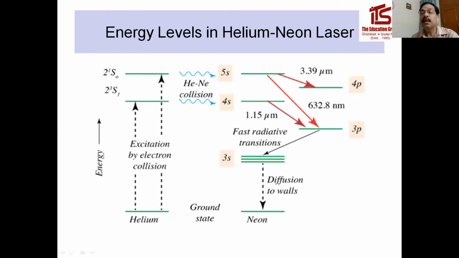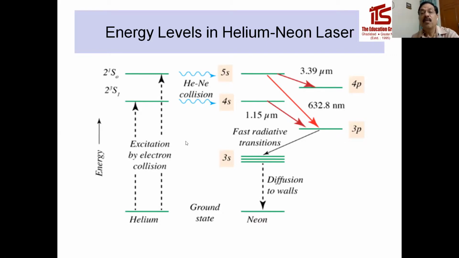Right now, the question is, what are the characteristics of the helium neon laser? The helium neon laser is a relatively low power device with an output in the visible red portion of the spectrum. The most common wavelength produced by helium neon is 632.8 nanometer.